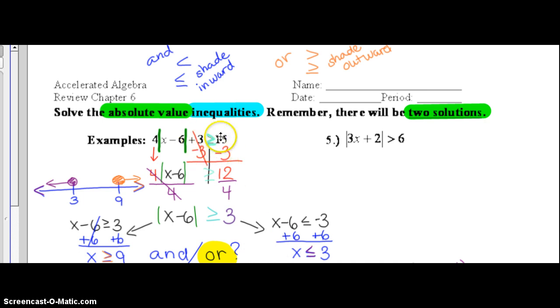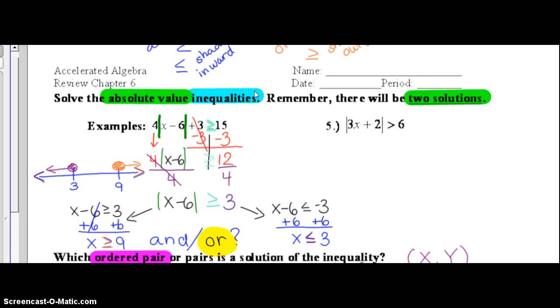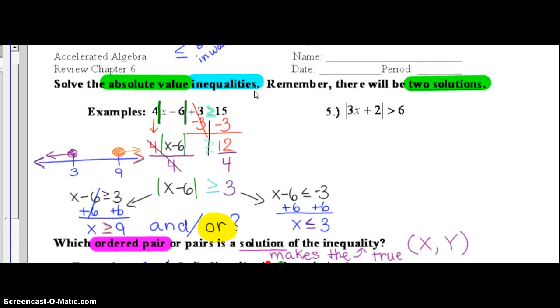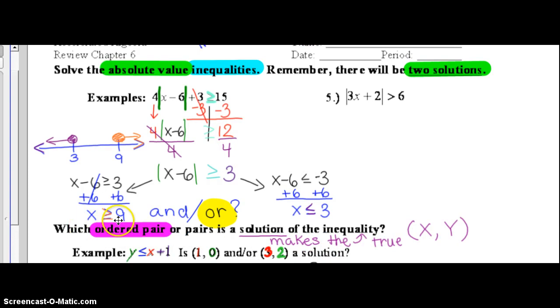If the original inequality is greater than or equal to, we shade outward if I was asked to graph. If it's less than or equal to, it'd be considered an and statement where I'd shade inward. Just remember when you take the test, there'll be two solutions. Sometimes it'll be a matter of 9 and negative 9. Sometimes it won't. Notice we ended up with 9 and a positive 3. Don't always assume you'll get a positive and a negative.